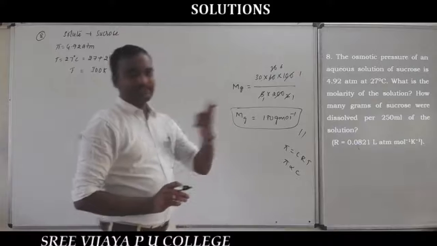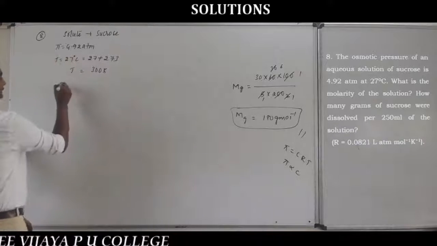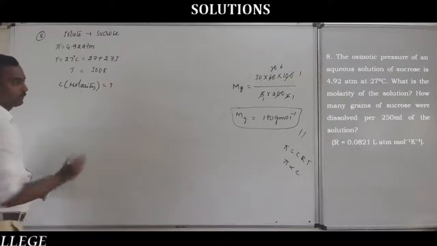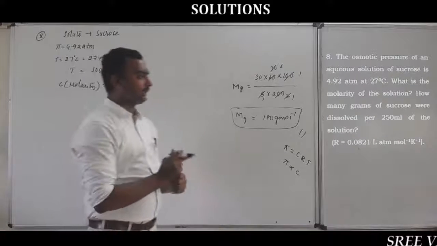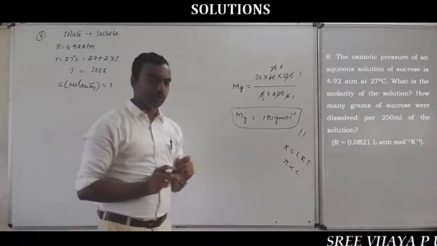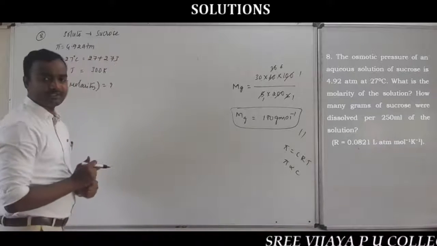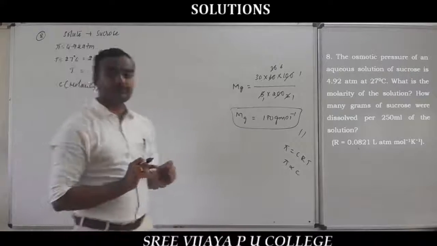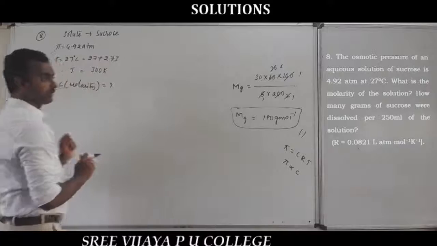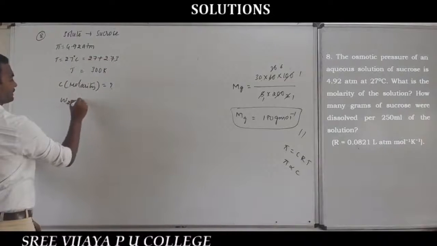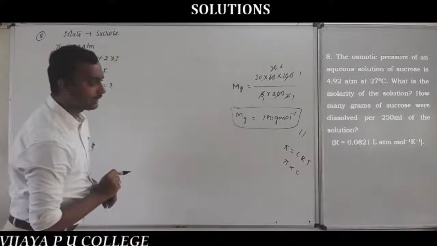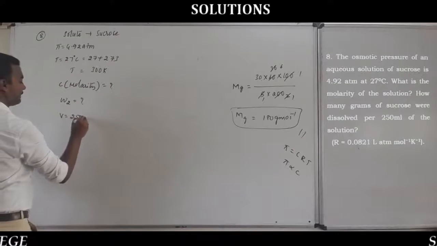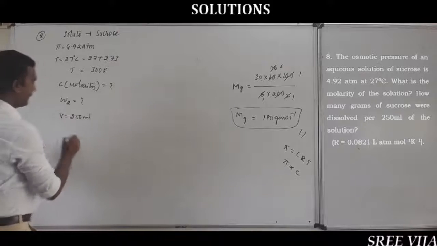And what is the molarity of the solution? Nothing but concentration C; C is nothing but molarity. You have to calculate the molarity of the solution. At the same time you have to calculate how many grams of sucrose were dissolved per 250 ml of the solution. Sucrose is the solute here. How many grams of sucrose is nothing but the mass of solute, W2, that you have to calculate. The volume is given, 250 ml of solution. And one more thing, the R value is given.